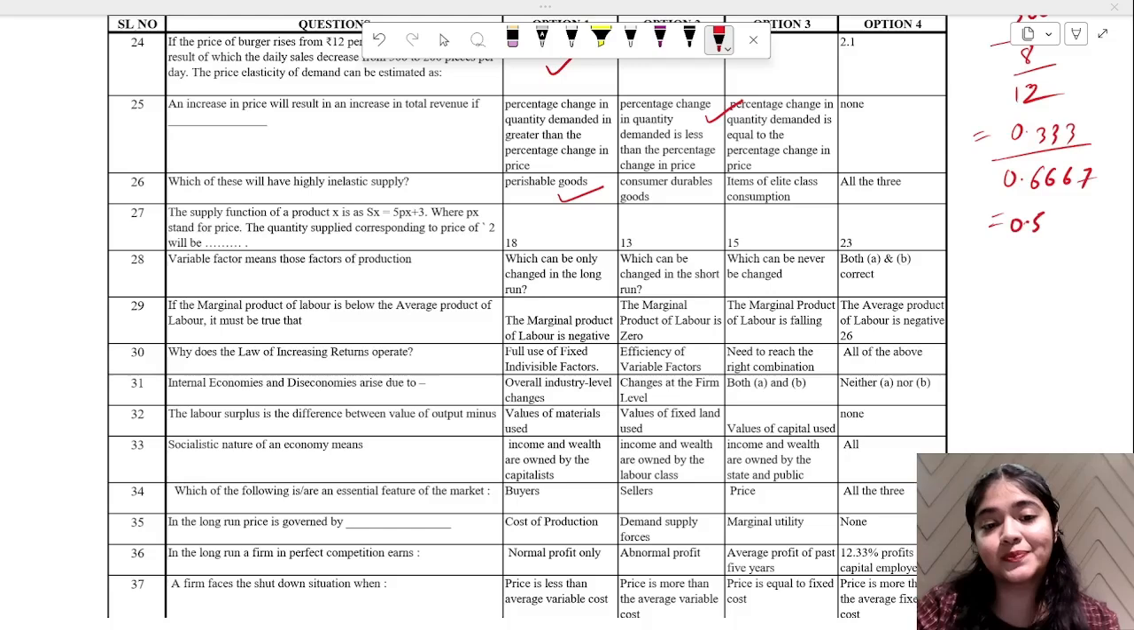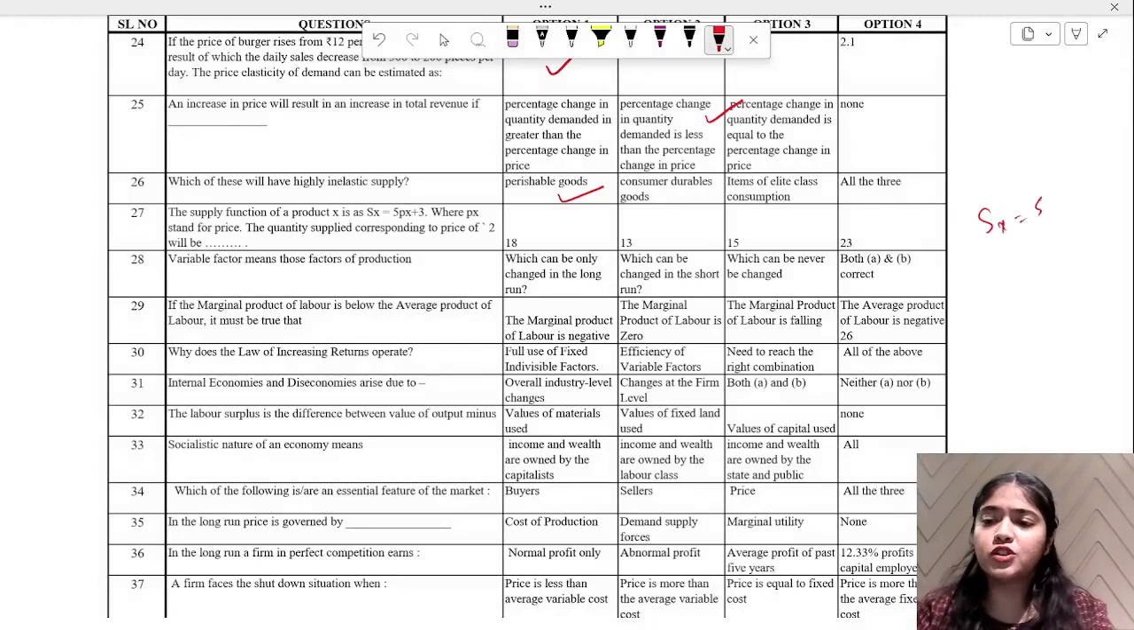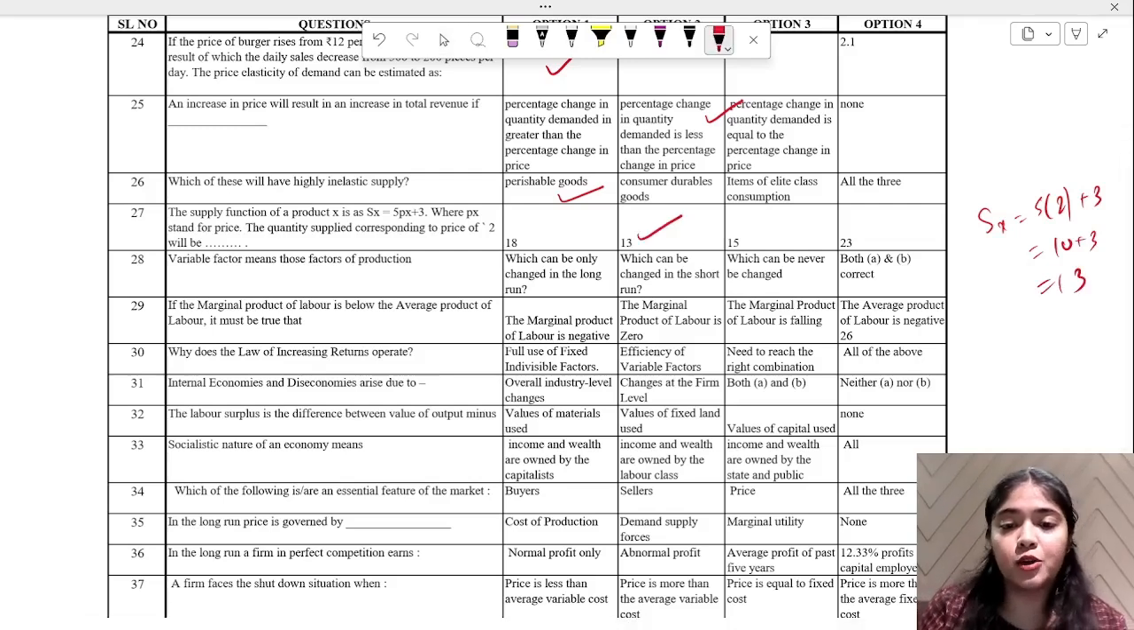Yes, solve it. I hope you have guessed it right. That's a simple thing. Sx equals 5 into 2, you will put, and plus 3. 10 plus 3 is equal to 13. Very good. Yes, option number 2.